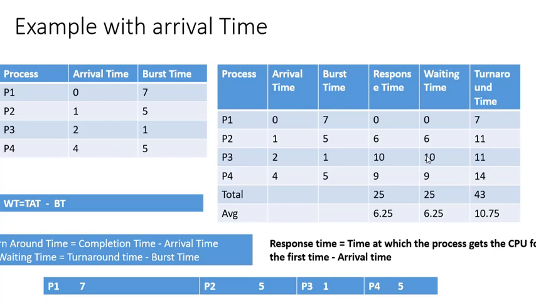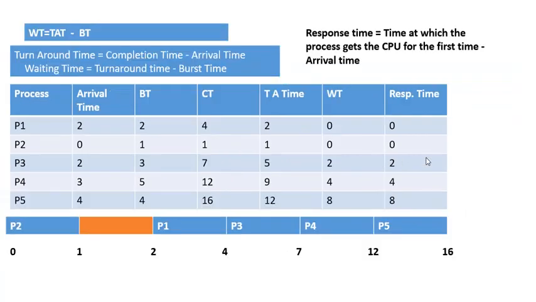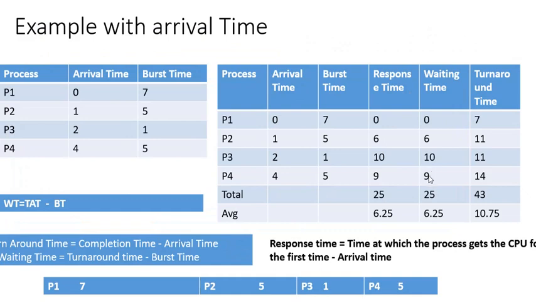Okay. Now for the third process, it gets the CPU at 7 plus 5, that is 12 units of time, but the arrival time is 2. So 12 minus 2 is what? 10. Then for the fourth, that is 13, that is 7 plus 5 plus 1, then 13, and 13 minus 4, because 13 is the first time it will get the CPU, and at the fourth unit of time it arrived in the system. So 13 minus 4, that is 9. That way you can find out the waiting time.